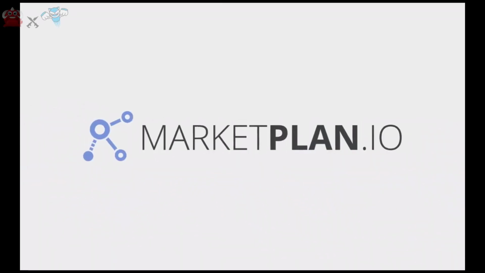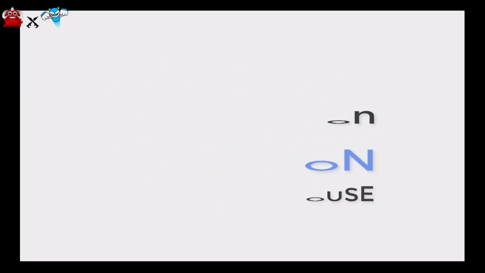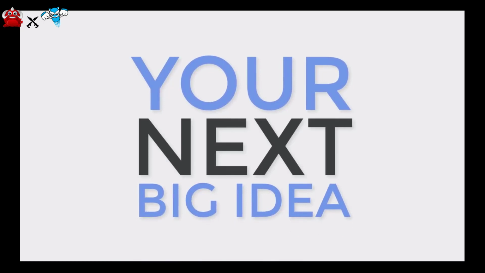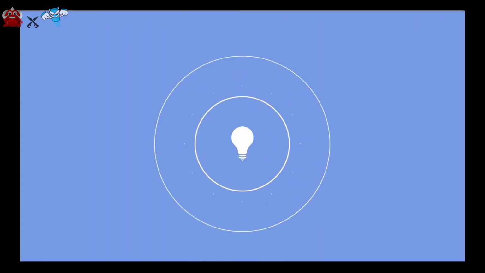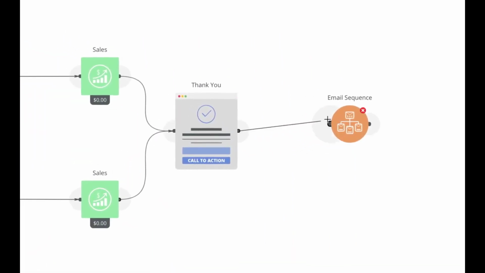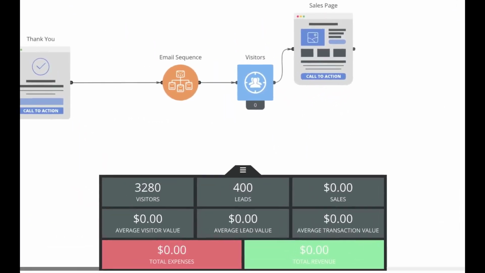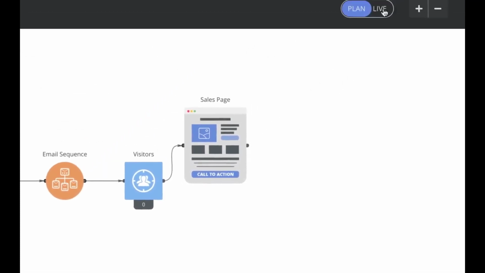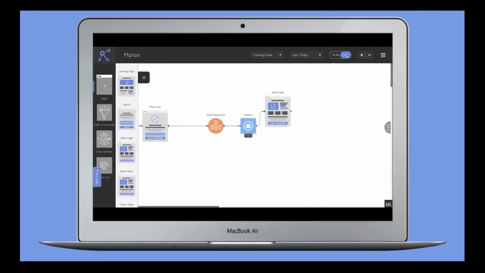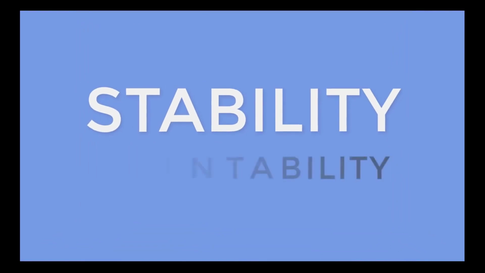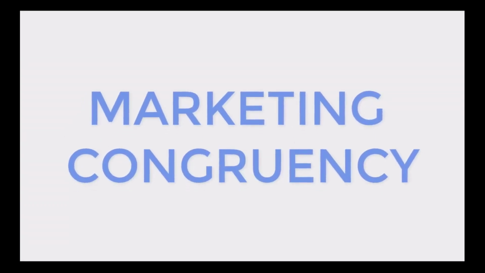Welcome to Market Plan IO, the market planning, collaboration, execution, and stats powerhouse behind your next big idea. The purpose of Market Plan IO is to give your big marketing ideas a place to live, flourish, and succeed. Whether it's collaborating with your team, mapping out your funnels and campaigns, making projections, or even analyzing your funnels once they're live, Market Plan is the glue that empowers you with stability, accountability, structure, optimization, and marketing congruency.